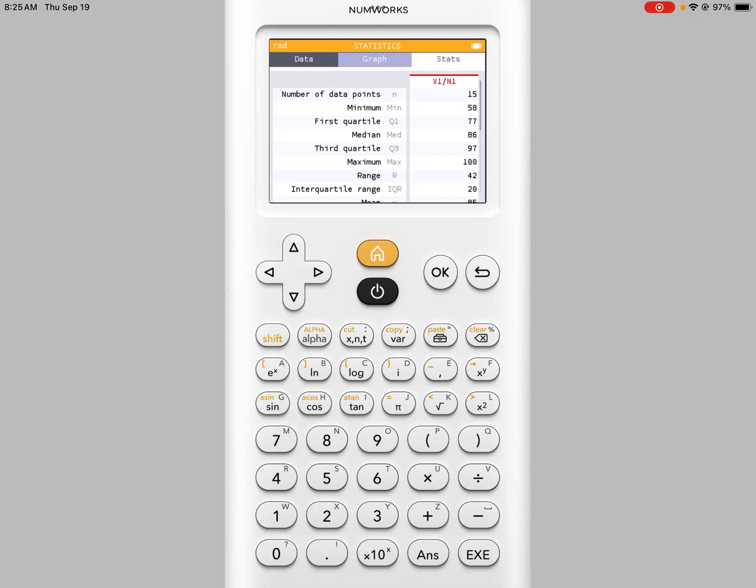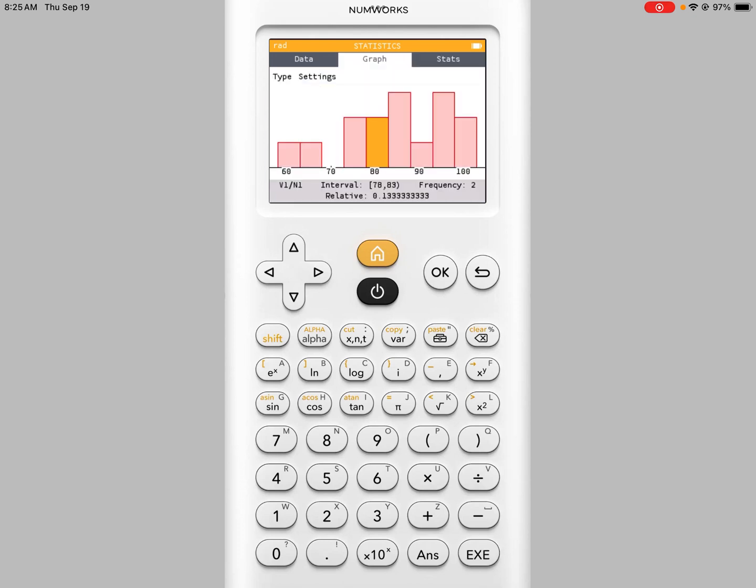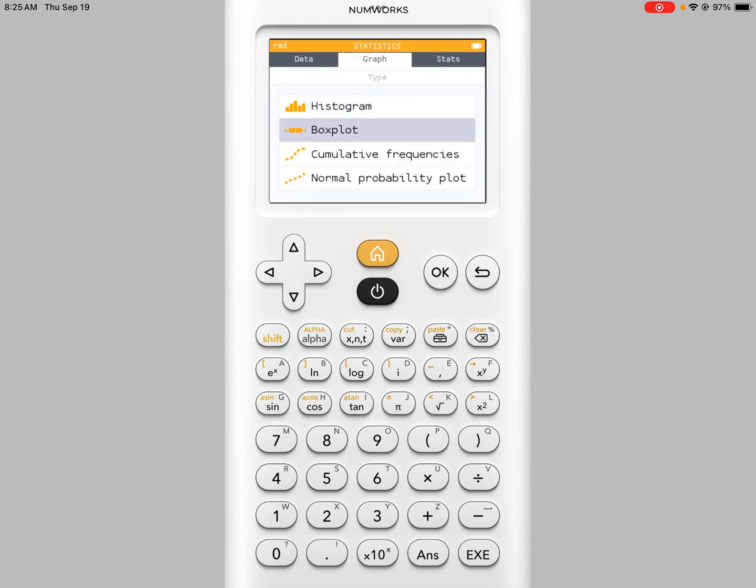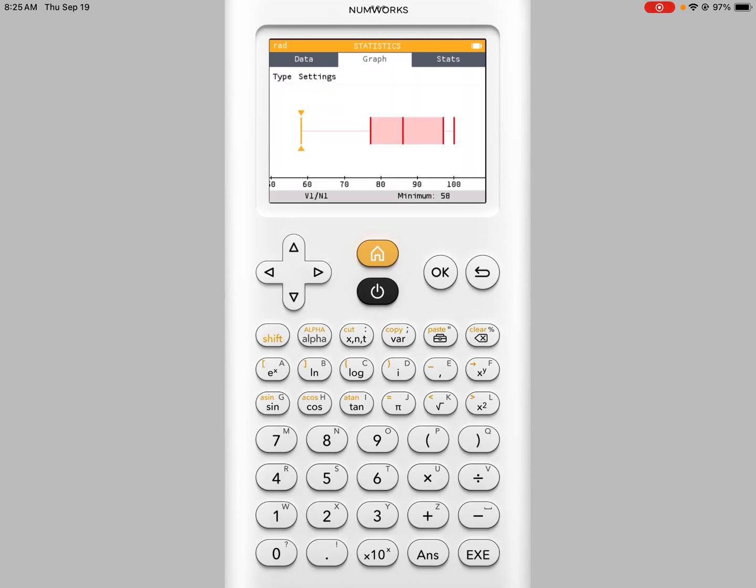Another thing I want to look at is a box plot. You can do a box plot by hand, or the calculator will do it, okay? So I already have the histogram up. I'm going to hit type, and I'm going to look at a box plot. So here's my box plot, okay?